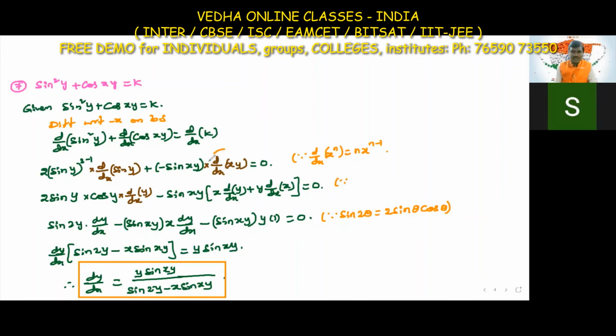Here we applied the d by dx of uv formula for this step. What is d by dx of uv? d by dx of u into v is equal to u outside and differentiate v, plus v outside and differentiate u: u into d by dx of v plus v into d by dx of u. So this is the formula here.